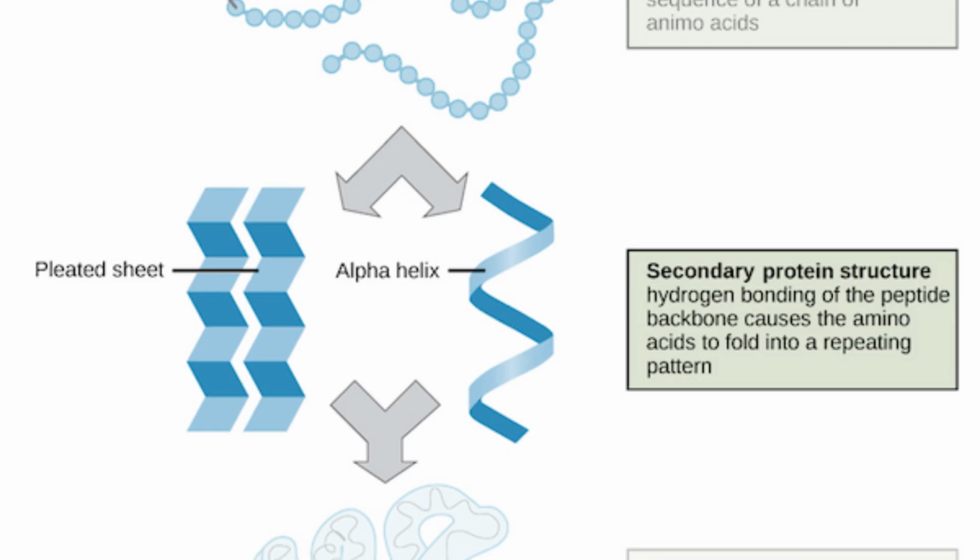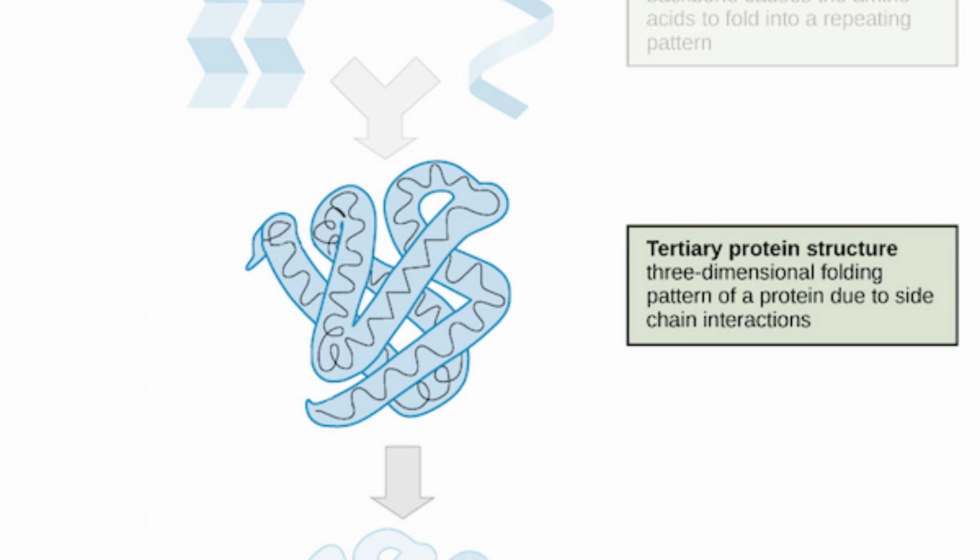Next is the secondary structure. Folding and coiling occurs at this level, like alpha helix and beta pleated sheet. This is due to the hydrogen bonds between repeating constituents of the polypeptide backbone. Next, we move into the tertiary structure. This is when the protein forms its 3D shape and becomes functional.